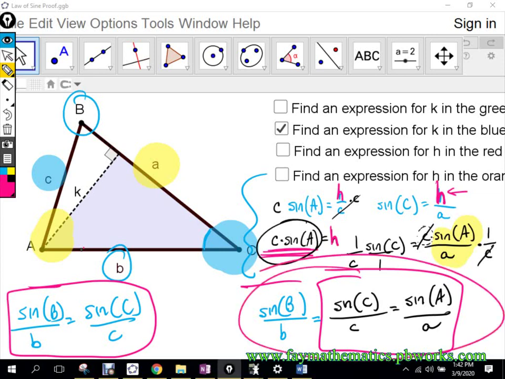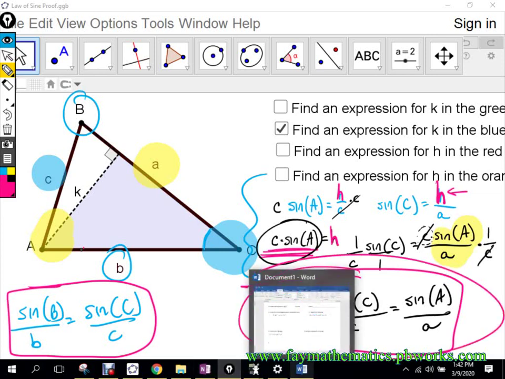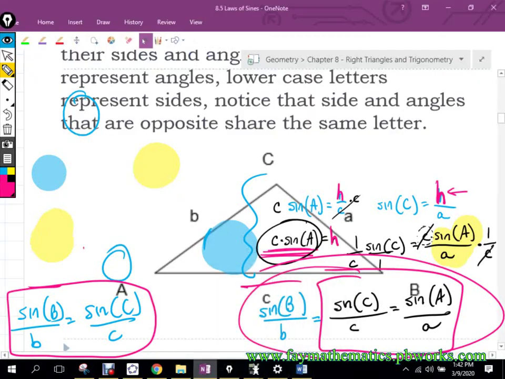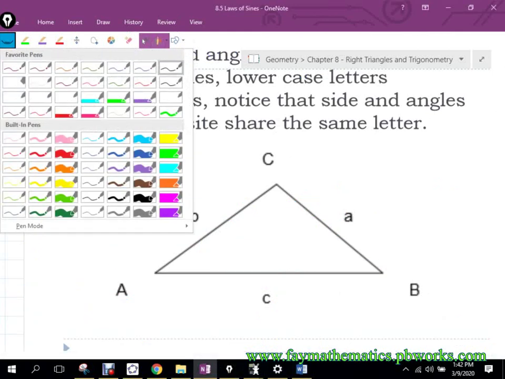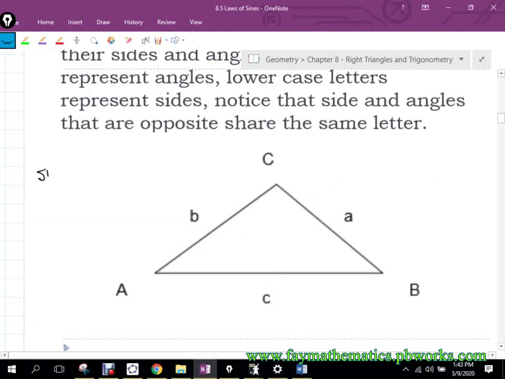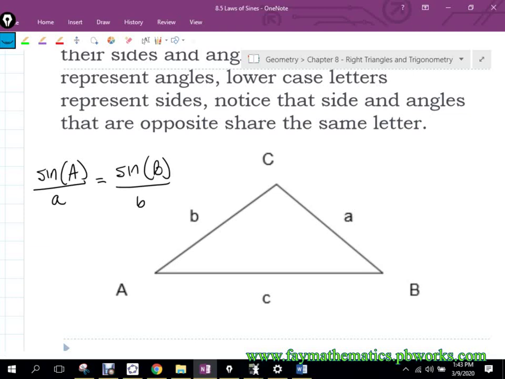Okay? But what I want you to get out of this, if I close this out real quick, is the law of sines is the sine of an angle divided by the opposite side equal to the sine of a second angle divided by its opposite side. That's all we need. We only need two of these ratios to create an equation that's going to allow us to solve for whatever our variable is.